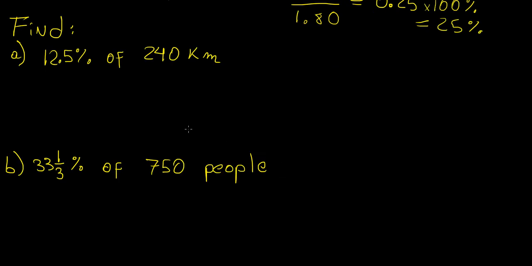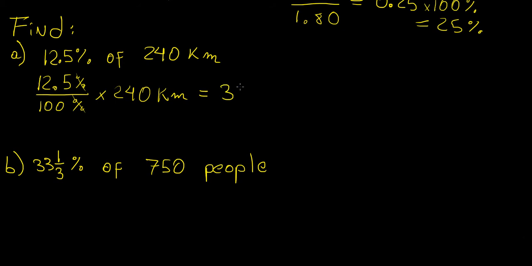Okay, so now we're going to be calculating percentages out of certain quantities. We're going to start with 12.5% of 240 kilometers. So the first thing we need to know is, how much is this in terms of a decimal? So we're going to have 12.5% divided by 100%, such that the percentage sign cancels out. And then we're going to multiply that by 240 kilometers. So if we do that correctly, let's just plug it into the calculator. That's going to be 30 kilometers.